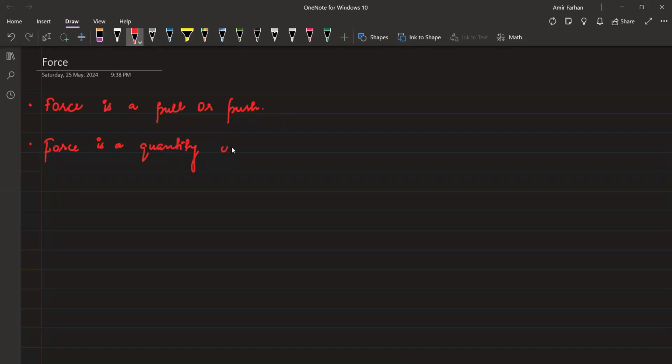So force is a quantity which changes the state of motion of an object. Okay, clear? So this is the object. Clear? Okay. So that is the force, the basic thing about the force.